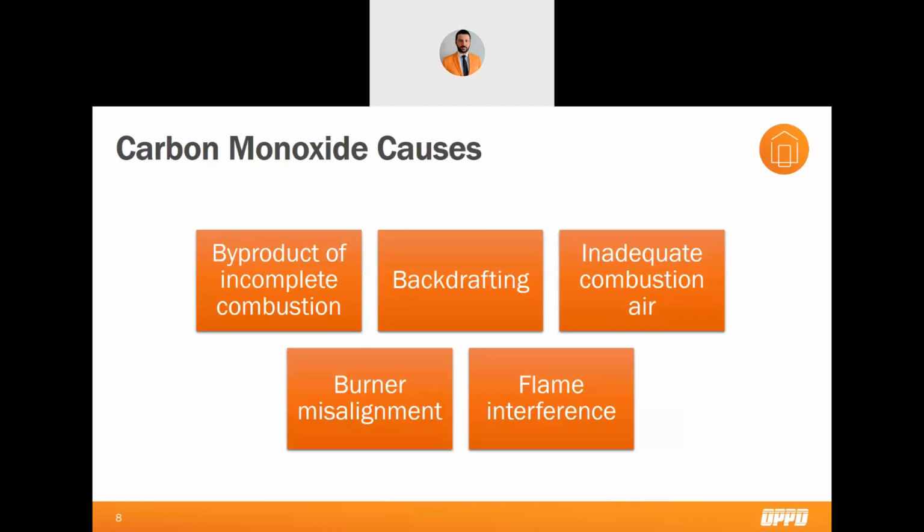Higher concentrations of carbon monoxide, as previously mentioned, are a byproduct of incomplete combustion, which can find its way into the home. For example, gas furnaces and water heaters vent their gases through a flue pipe using the stack effect. But if there are pressure issues in the home, carbon monoxide could vent back into the home. We call this backdrafting. Some other causes of carbon monoxide are an inadequate amount of combustion air, burner misalignment on a gas stove or other appliances, and flame interference.